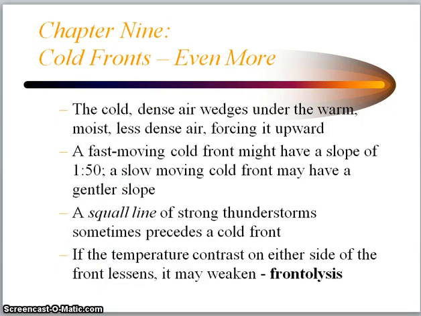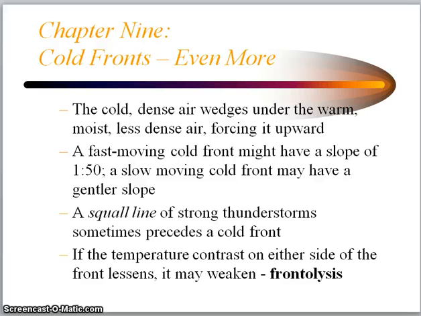With cold fronts, the cold, dense air wedges up under the warm, moist, less dense air and actually forces it upward like a wedge. Now, a fast-moving cold front might have a slope of 1 to 50, meaning that for every 1 kilometer you go up, you're going 50 kilometers on the surface in the horizontal. That's a steep, powerful cold front. A slower-moving cold front may have a gentler slope, not a steep slope like 1 to 50. It might be 1 to 100.